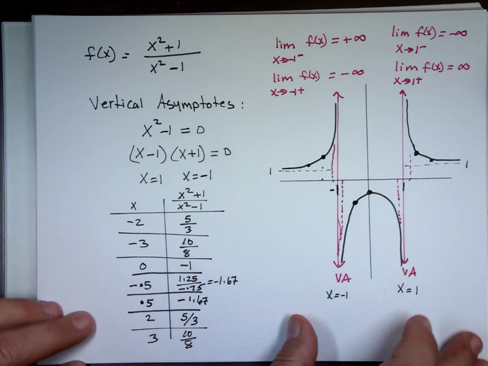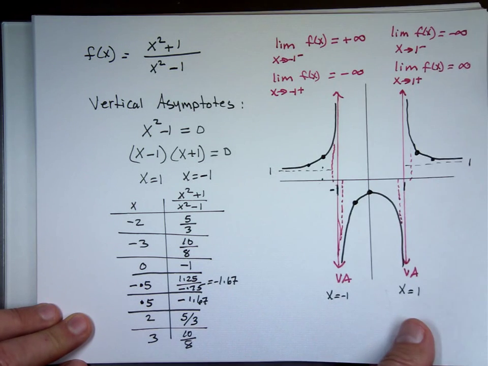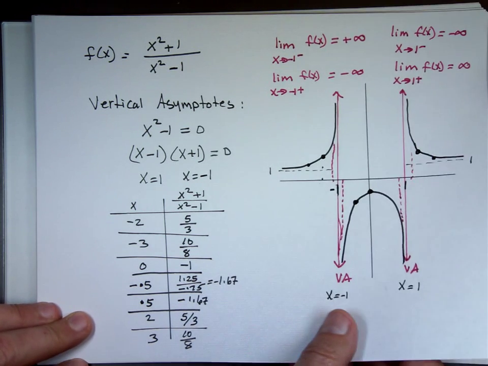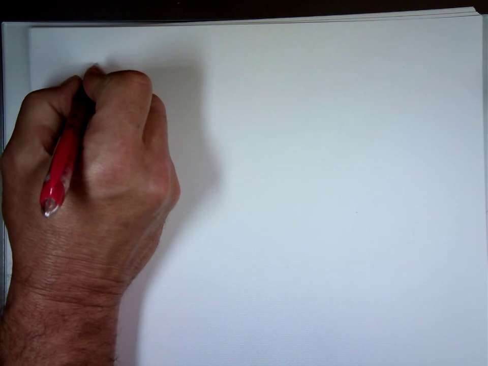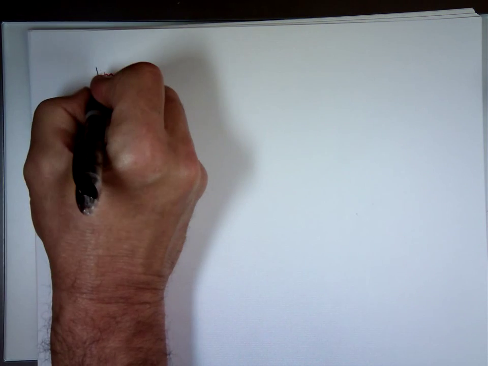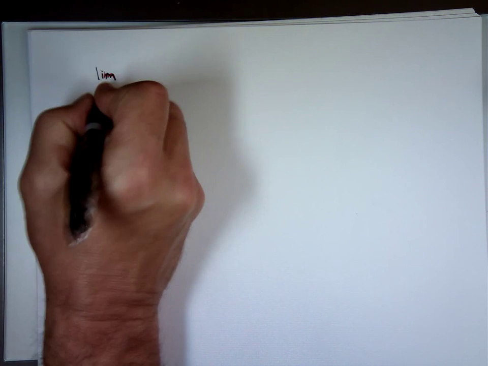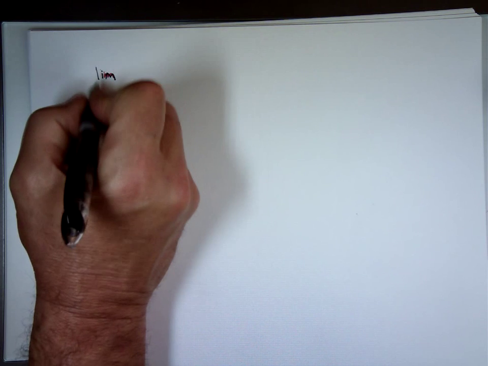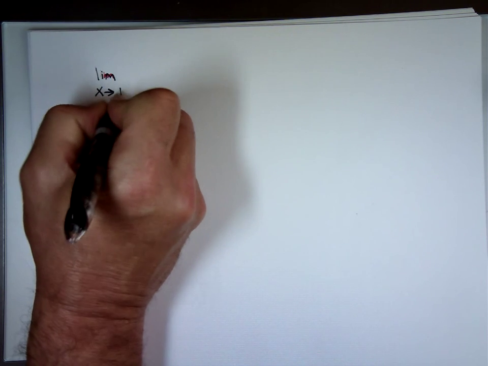Worst case scenario, if you're not sure about the limit, use the table. Go to the table, plug in values. Let me just pick a different one. I'm going to do them without the table. Try doing it without the table. Let's say 1 plus.